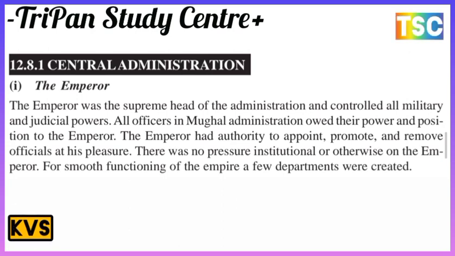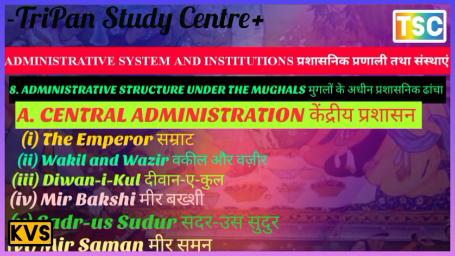All the officers of the Mughals were part of the administration, according to the power and position in the empire. The emperor had the authority to appoint, promote and remove officials at his pleasure. For the smooth functioning of the empire, a few departments were created. The most important here, and the next, are Wakil and Wazir.